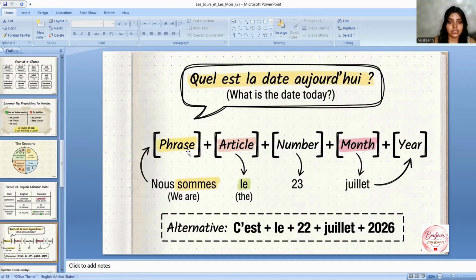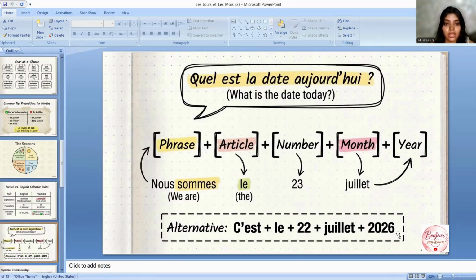First we'll be using a phrase. The phrase is "nous sommes", we are. Then the article "le", we always use the article. Then a number, you can add any number, like today's date, 23. It is just for example. Then the month, juillet, then the year, 2026. So that's how you write the date. Alternatively, you can use "c'est" instead of "nous sommes": c'est plus le plus 21 plus juillet plus 2026.